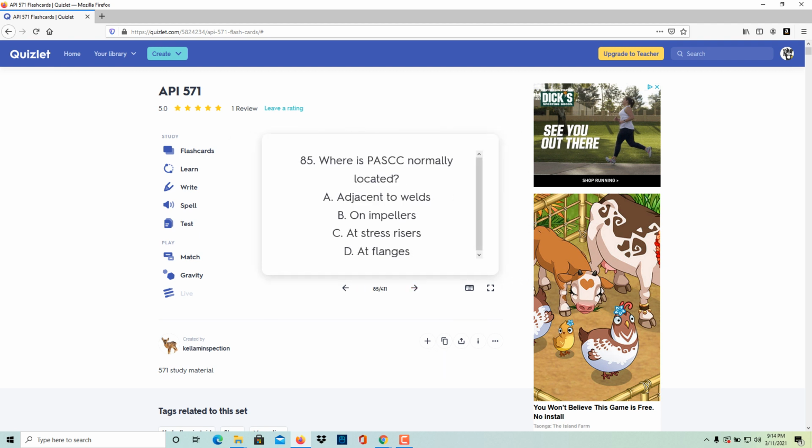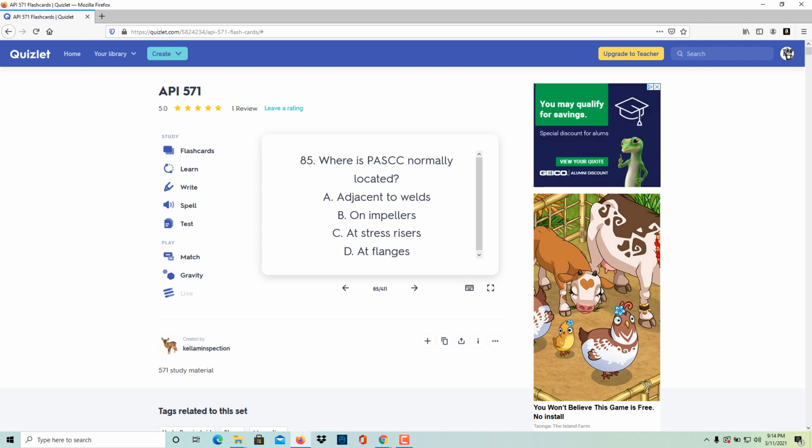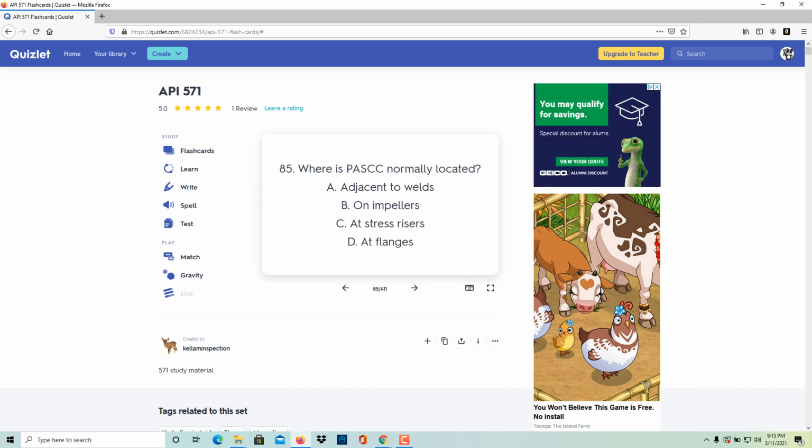Where is PASCC normally located? I want to say it's stress risers. That would make sense. Or adjacent to welds. Let's say at stress risers. C, A, adjacent to welds. PASCC normally located adjacent to welds, where you've got weakened metal.